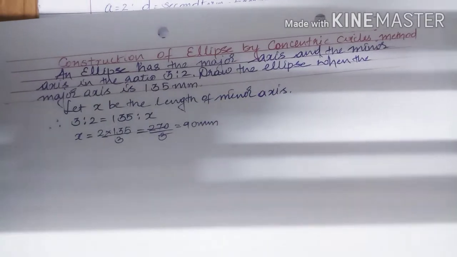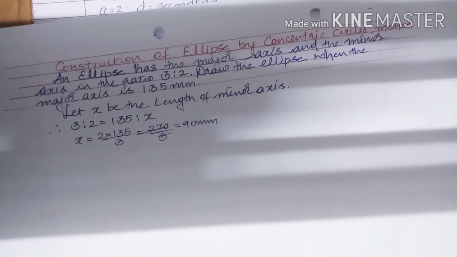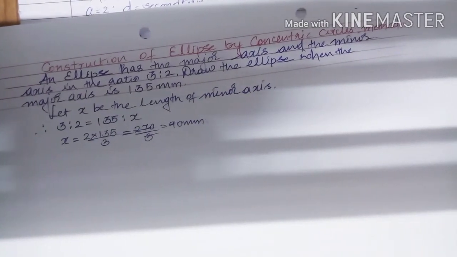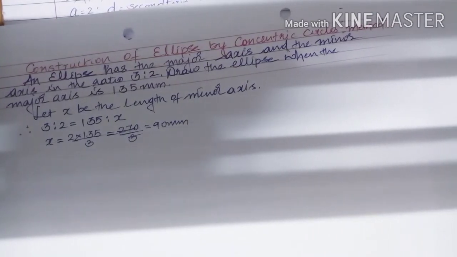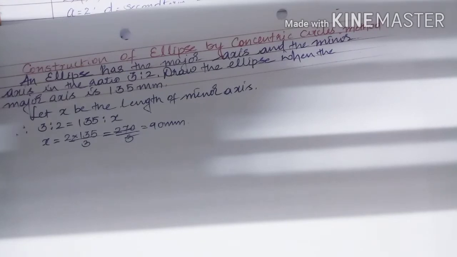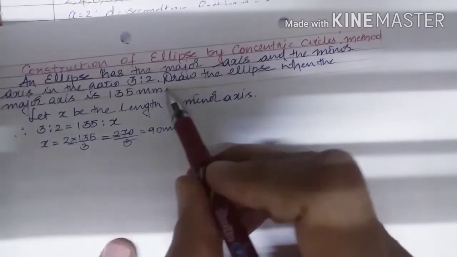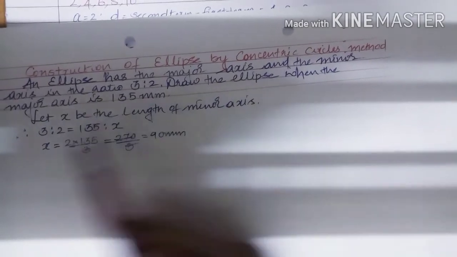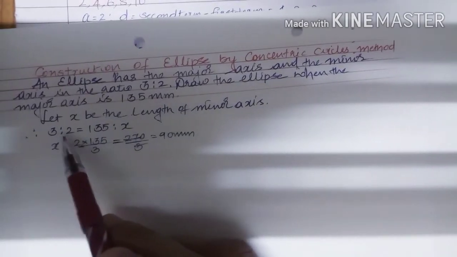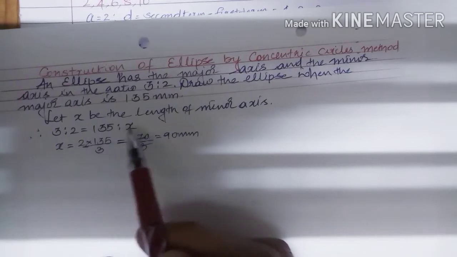Construction of ellipse by concentric circles method. An ellipse has the major axis and the minor axis in the ratio 3:2. Draw the ellipse when the major axis is 135 mm. Let x be the length of minor axis. The given ratio 3:2 equals 135 is to x.